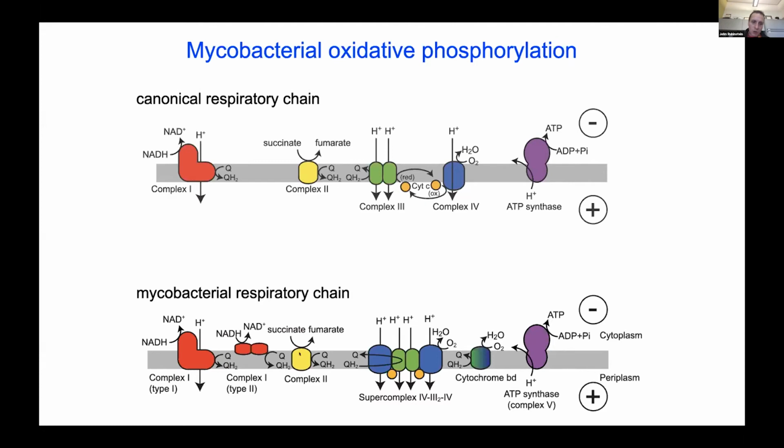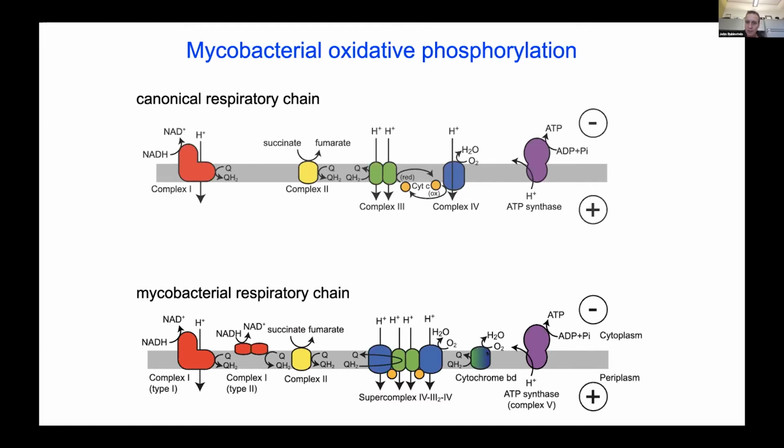They have two different enzymes that can oxidize NADH and pass the electrons, in this case, not to ubiquinone, but to menaquinone. They have a similar complex 2 that can oxidize succinate to fumarate. But instead of the complexes 3 and 4 that pass electrons between them with cytochrome C, they have an obligate supercomplex of complexes 3 and 4 with a cytochrome CC subunit. Another branch that exists to pass electrons to the terminal electron acceptor oxygen is the cytochrome BD complex.